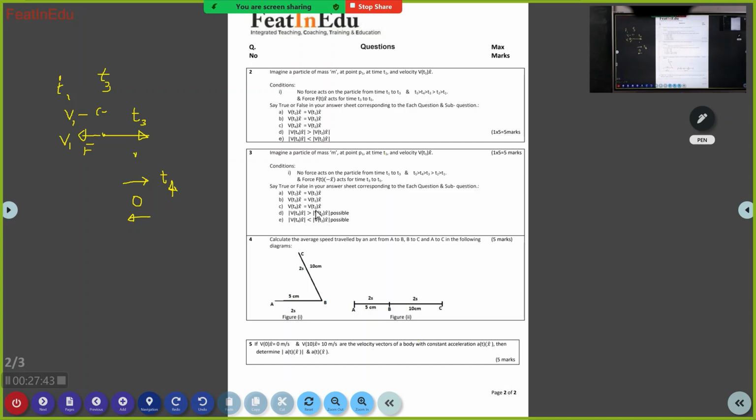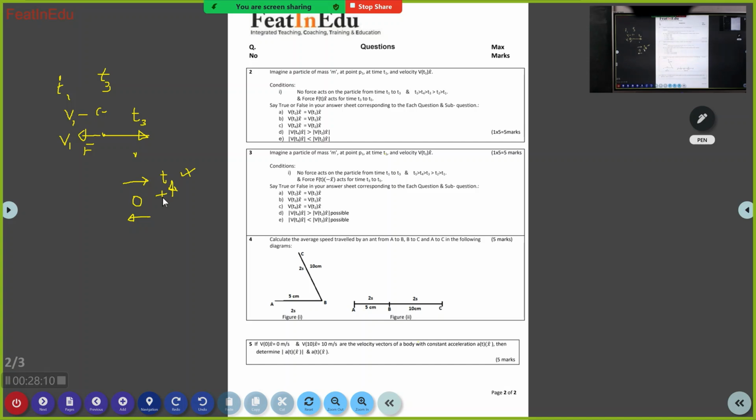Is it possible? See, you see this condition. So one is it is shorter. That is not possible. This is not a possibility. VT4 is equal to VT2? No, VT4 was having some value, VT2 was having some value. So this possibility is also not there. This possibility is also not there.